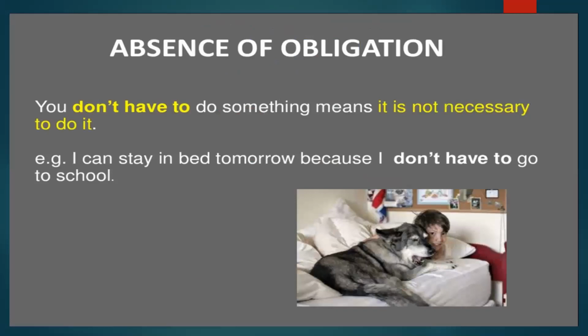Next one, absence of obligation. That means you don't have to do something, it is not necessary to do it. So I can stay in bed tomorrow because I don't have to go to school. Not during this pandemic, we are at home. So what sentences can we use? Because it is COVID, we don't have to go to colleges, and to stay safe, we should be at home.